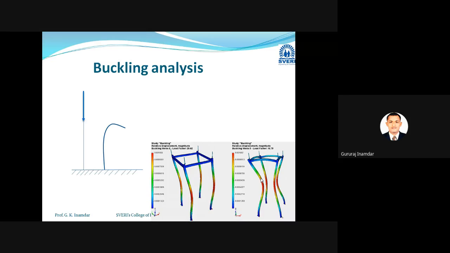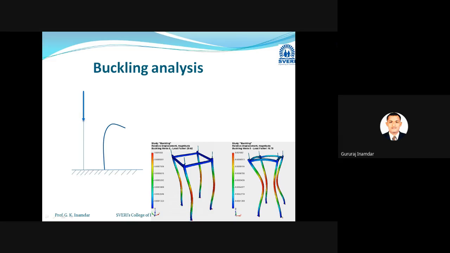Now, this type of analysis will also be done. Suppose whatever the load, when the buckling analysis or bending analysis is there, if you add a load above the capacity, definitely it will bend, or buckling will happen. For that purpose, the buckling analysis is also available in our ANSYS software. This is also one of the types of analysis.